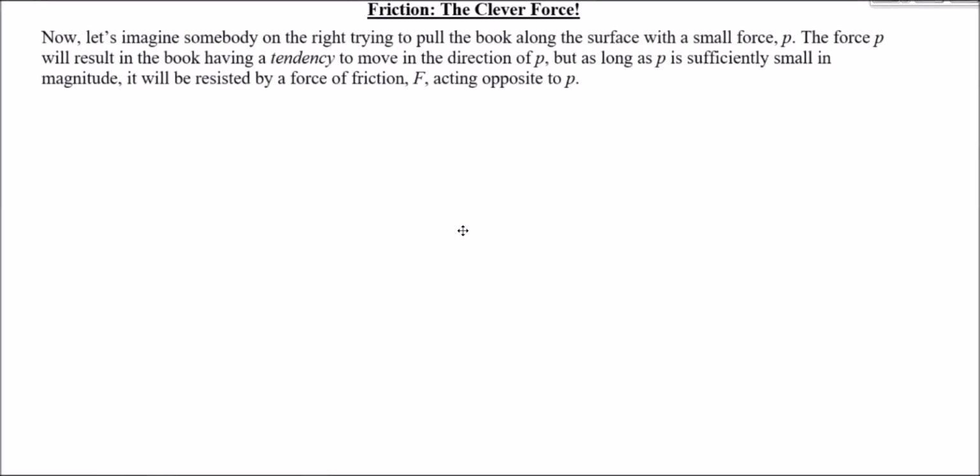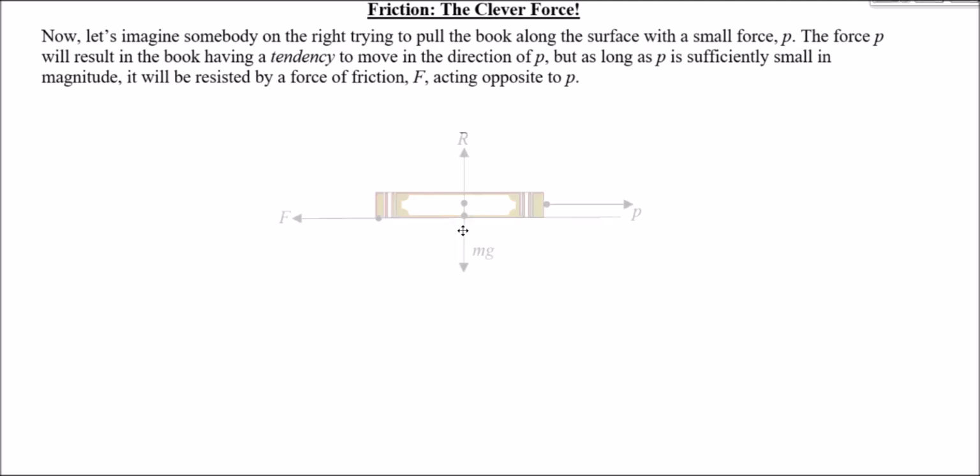Let's think of something else now. Let's imagine now somebody on the right trying to pull the book along the surface with a small force. Let's call it P, P standing for a pulling force. The force P will result in the book having a tendency to move in the direction of P. But as long as P is sufficiently small in magnitude, it will be resisted by a force of friction, F, acting opposite to P, like this. So as long as P is small enough, the friction will be able to resist that and cancel off this pulling force, so F and P will be balanced, R and mg will still be balanced, so here this book would still be stationary.